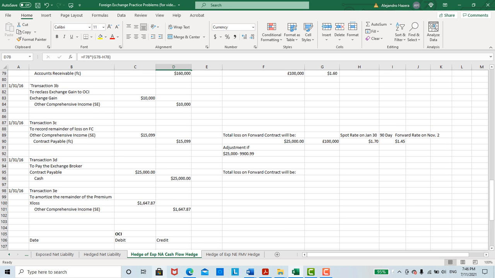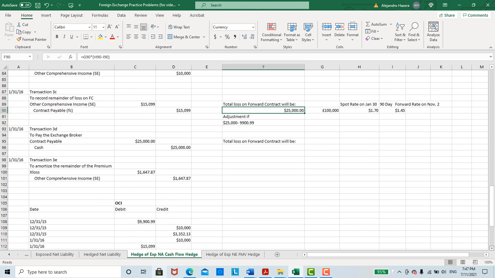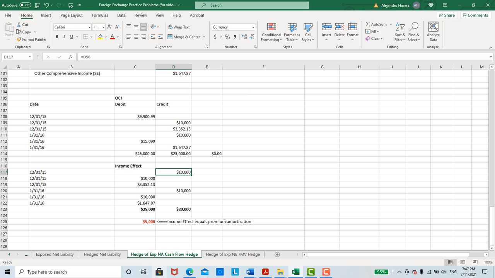contract payable, on the forward contract payable, was 25,000, which is 100,000 units based on $1.70, but instead of being valued at the spot rate of $1.50, it was valued at the forward rate of $1.45. So ultimately, your total loss on that was 25,000. So basically, what you're looking at is these two gains on the receivables. The total loss on the contract payable also includes that discount. So that's 25,000.